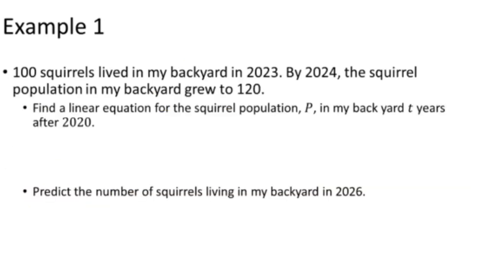In this example, 100 squirrels lived in my backyard in 2023. By 2024, the squirrel population in my backyard grew to 120. First, we're going to find a linear equation for the squirrel population P in my backyard T years after 2020.